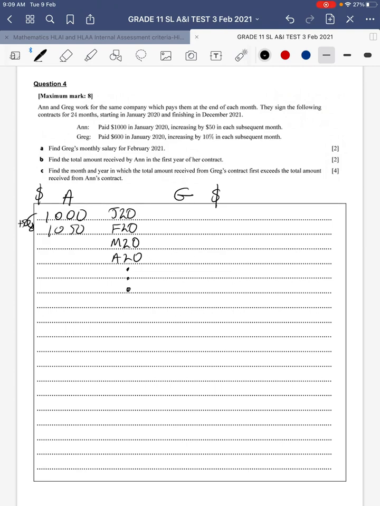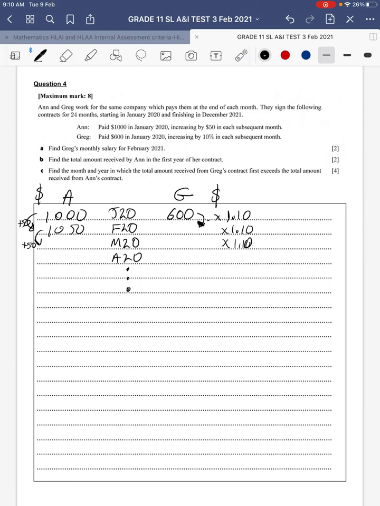So 1,050. Okay, so this is pretty helpful, right? Because if it's plus 50, this is something to do with arithmetic. And now look at Greg. Greg's paid 600 here, and that increases by 10%. It's tempting to do this, right? Plus 10%, but we've got to be super careful there because think about what it means if we increase by 10%. We've got 110% of the previous amount. So we've got all of it, 100 plus an extra 10%. So this is actually times by 1.10 to increase by 10%. So this is what's happening over here.